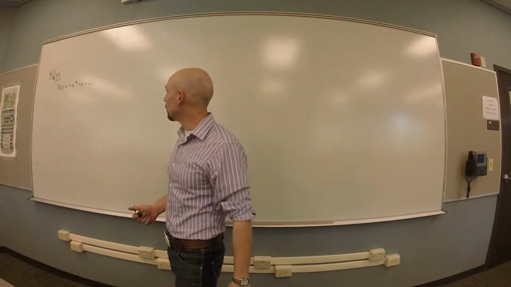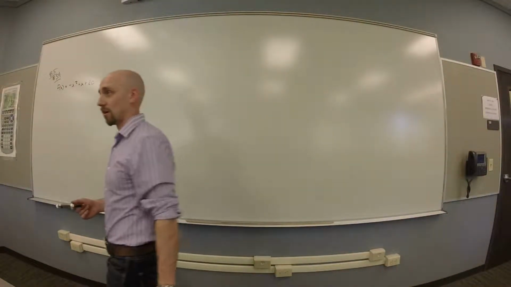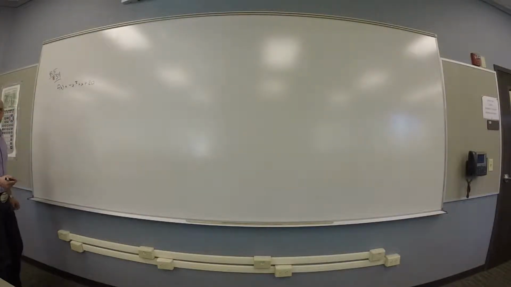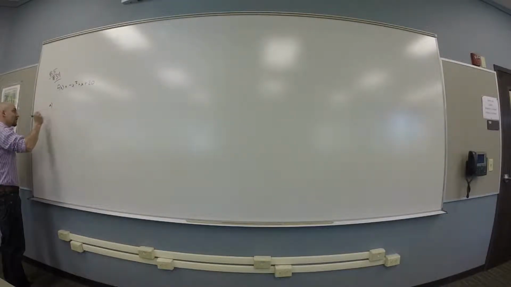Okay, so let's do 8.5 number 34, which has parts A through, I don't know, like K or something. Letters in the alphabet. Okay, so what's part A?